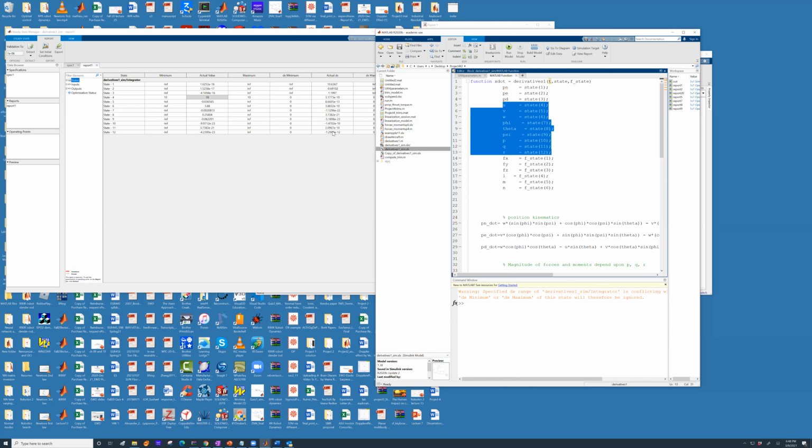Everyone understand that? Are you able to get the corresponding answers? Your answer may be slightly different, but the idea is that all the derivatives of the 9 states should come out to be 0. I'm going to pause here for a second and see if there are any questions at this point.